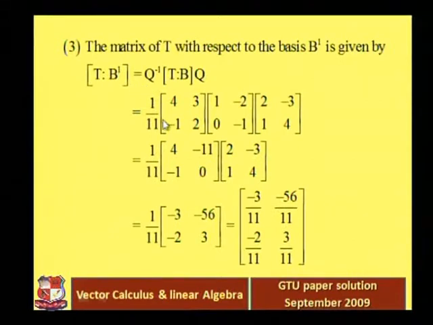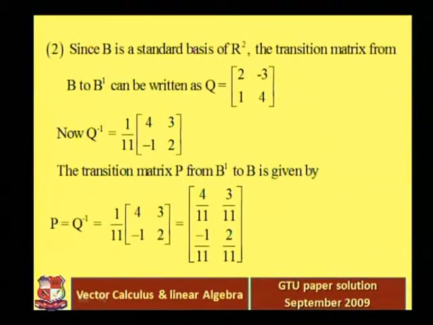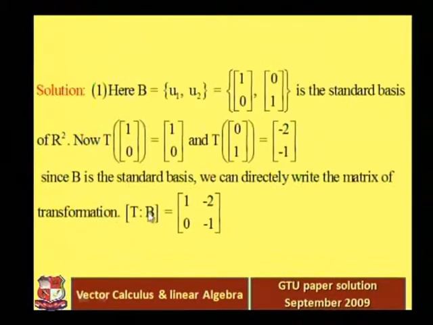So here the matrix T with respect to the basis B dash is given by T of B dash equal to Q inverse, this matrix T of B, into Q. So we have all of the three matrices. We have Q inverse, we have Q also, and we have this matrix T of B.